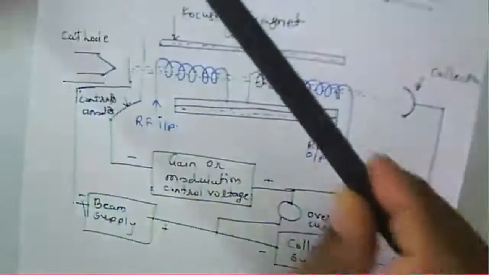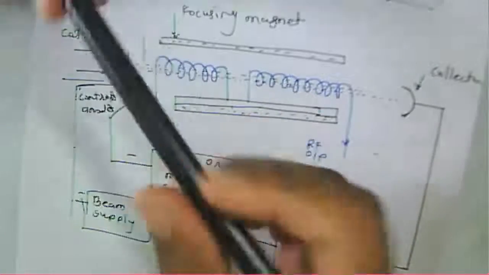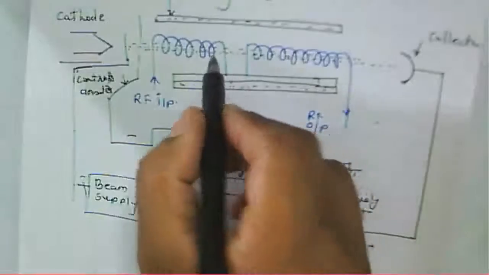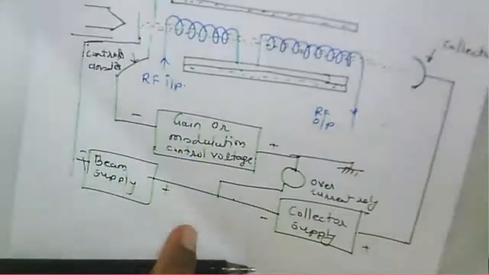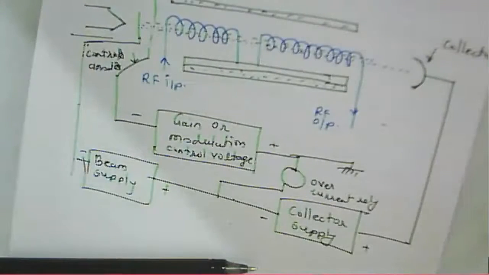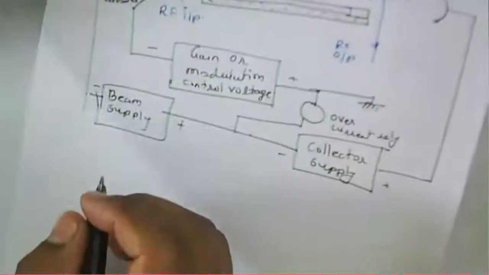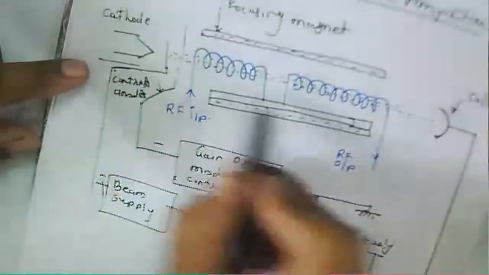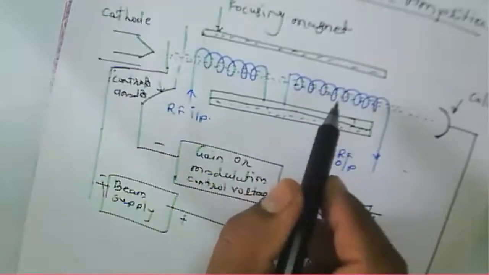This one is about your electrons propagating through this. This dotted line is nothing but electrons. Those electrons are propagating through what we can call the helical tube. Now, if you see, here is your RF field, and here we are taking the RF output. That is the interaction of your electron beam and the RF field.